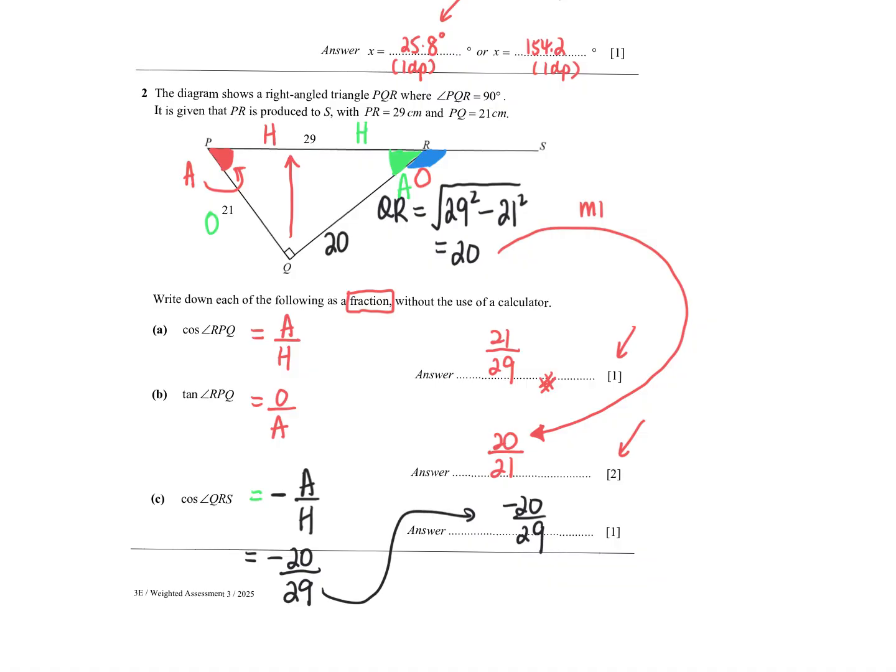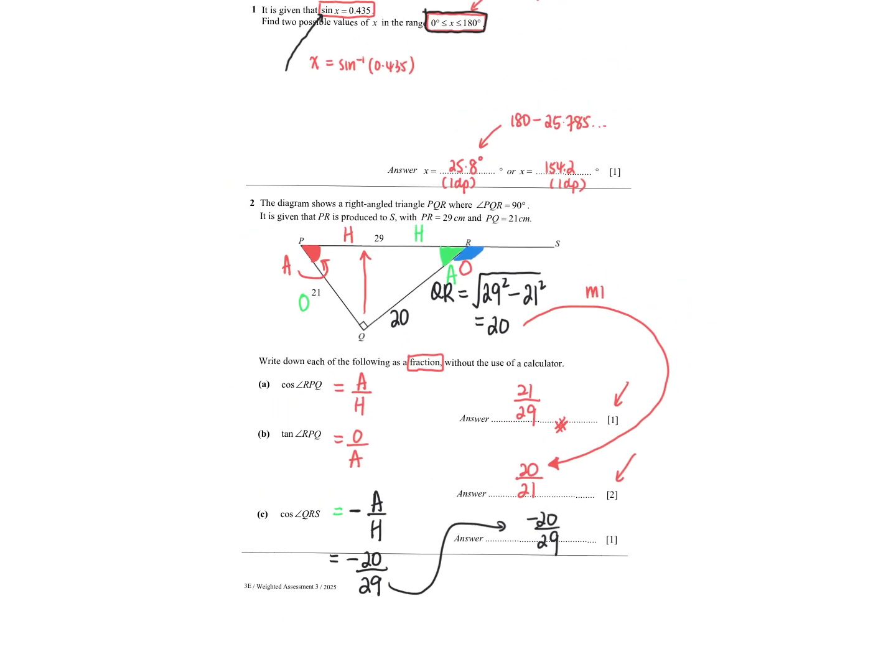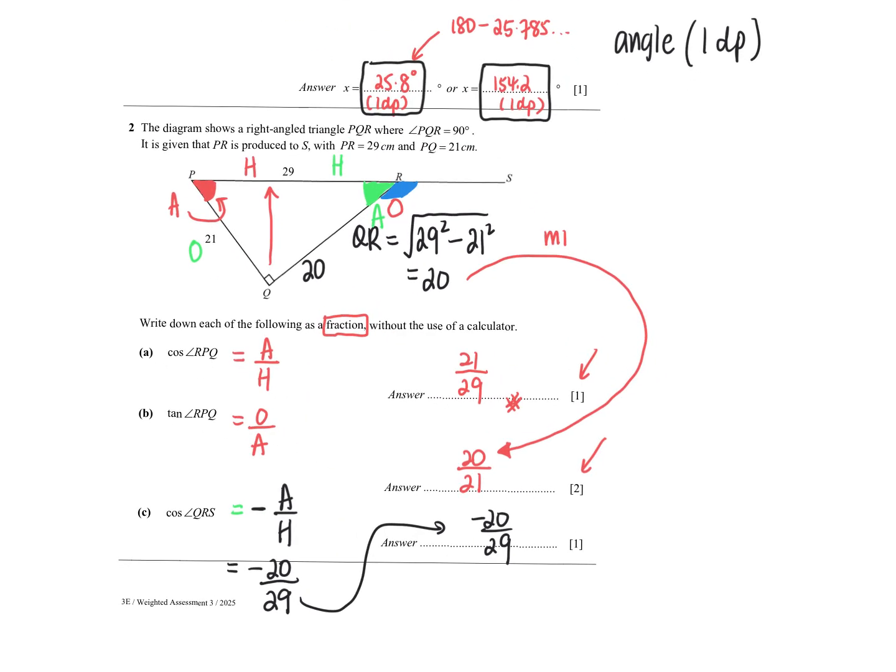2025 WA3 paper. 3SF for which one? This one. No. Angle always 1 dp. So be careful. Angle is 1 dp for non-exact answers. So this one especially, make sure you don't lose the marks. If you want to score for E-Math, all these parts must get.